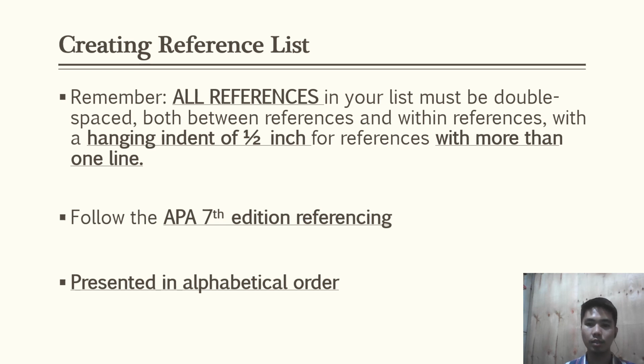Here are the basic rules in creating our reference list. You should always remember that all references in the list must be double-spaced, both between references and within references, with a hanging indent of 0.5 inches or half inch for references with more than one line.